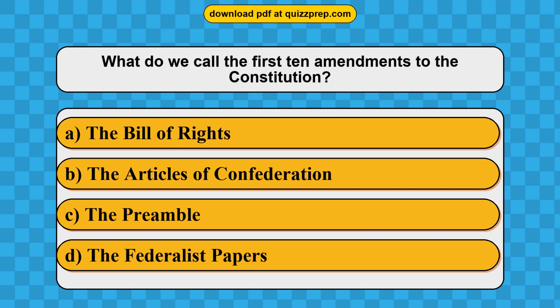Question 37. What do we call the first 10 amendments to the Constitution? Option A, the Bill of Rights. Option B, the Articles of Confederation. Option C, the Preamble. Option D, the Federalist Papers. The correct answer is option A, the Bill of Rights.